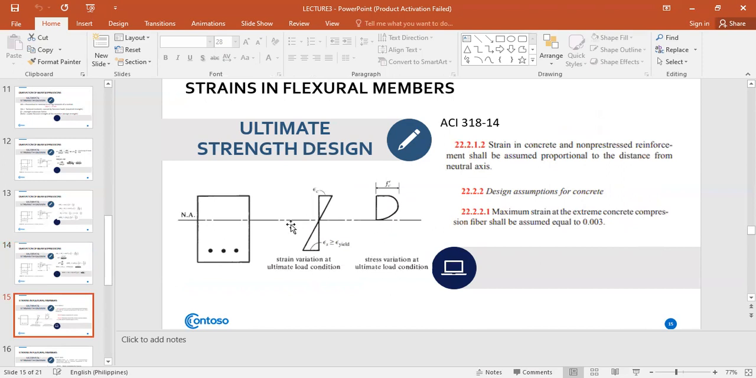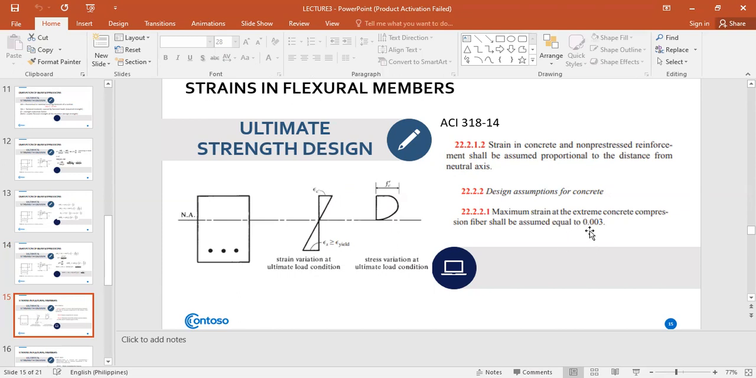So going back here in this strain stress diagram, under the ACI code, strain in concrete and non-pre-stress reinforcement shall be assumed proportional to the distance from the neutral axis. So they are proportional. And then design assumptions for concrete. The maximum strain at the extreme concrete compression fiber shall be assumed equal to 0.003. Okay? So that's the assumption based on the code.